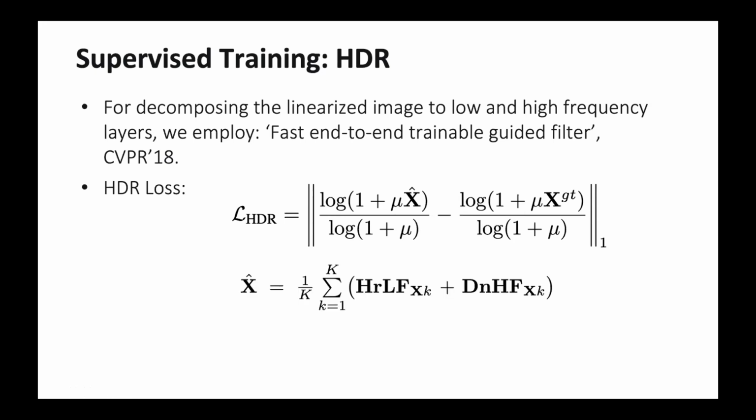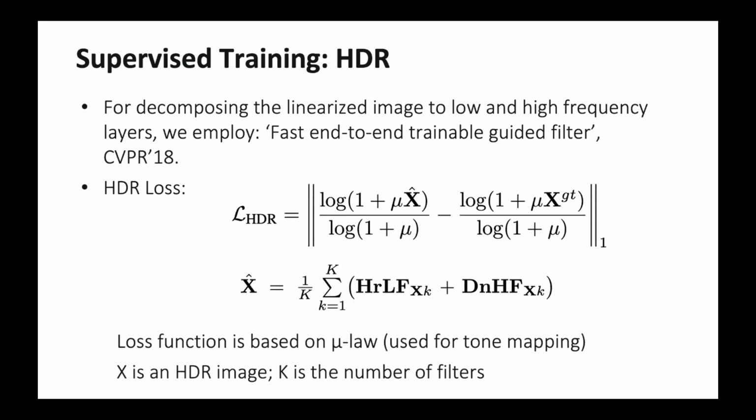And once we have this, we do the training of the HDR module. And X here again is the combination of the high frequency and low frequency after the processing, the suppression of the glare and the suppression of the noise.